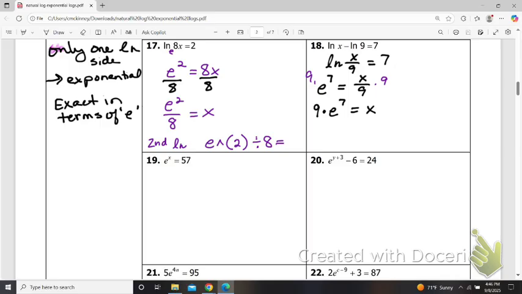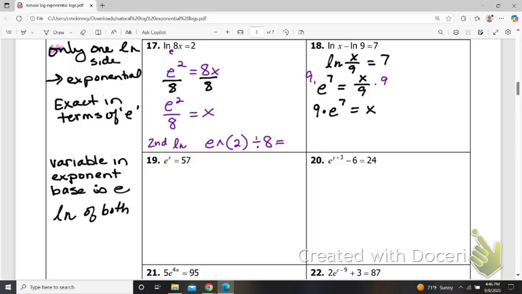Now number 19 already has an e, right? So now we have a variable in the exponent, and the base is e. When that happens, we're going to do natural log of both sides. And then I'll show you what happens there.